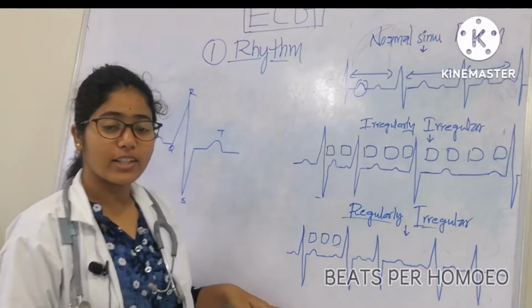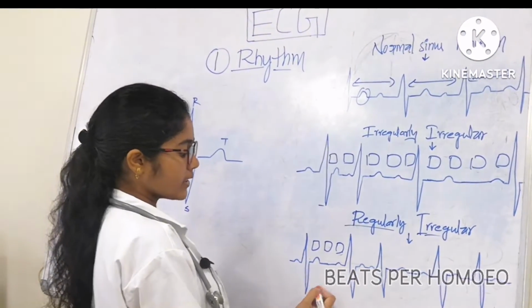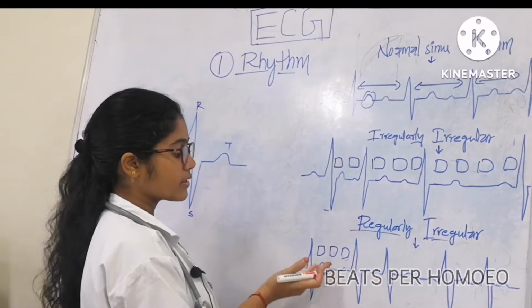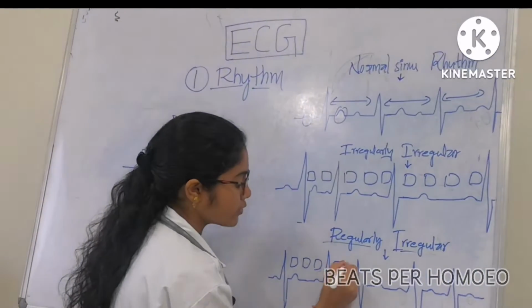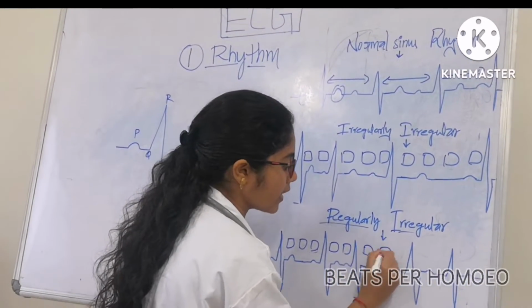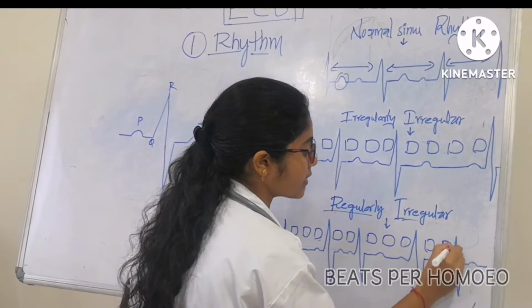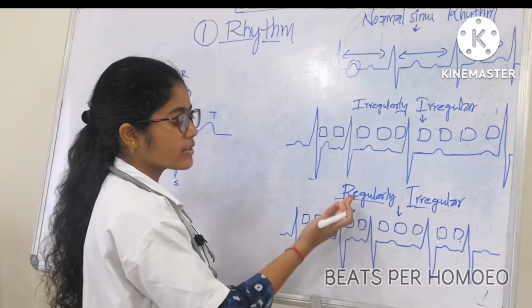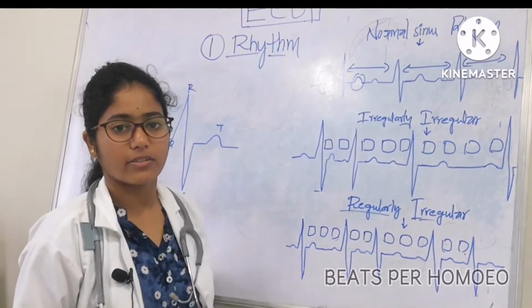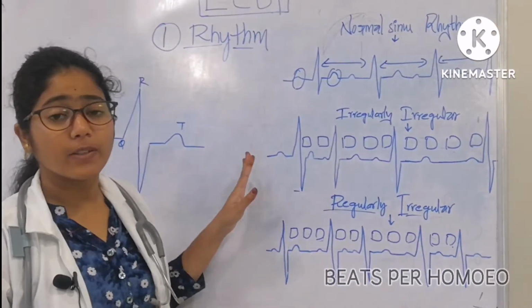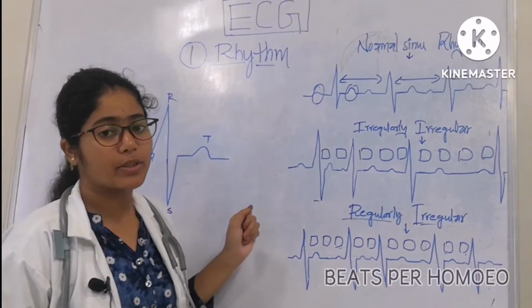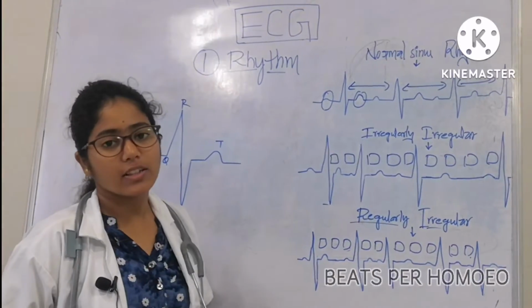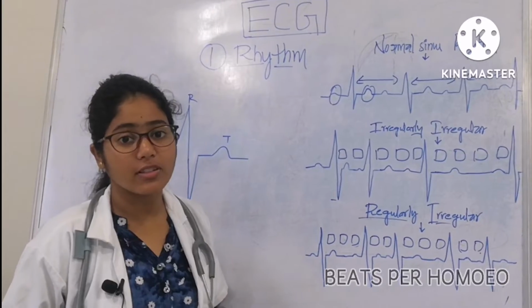Now the regularly irregular rhythm. Here we can see the interval between the two QRS complexes is 3 boxes, here it is 2 boxes, here it is again 3 boxes, and again 2 boxes. So it is following a regular pattern in the irregularity. So we can say it is a regularly irregular rhythm. An irregularly irregular rhythm we can see in cases of atrial fibrillation, and a regularly irregular rhythm we can see in second degree heart block.